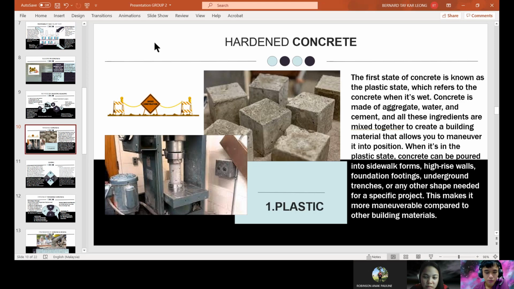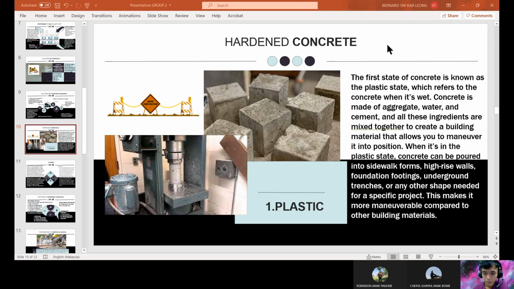Okay, for my part, I will present the hardened concrete. The first one is the plastic state. The first state of concrete is known as the plastic state, which refers to the concrete when it is wet. Concrete is made of aggregate, water, and cement, and all these ingredients are mixed together to create a building material that allows you to maneuver it into position.